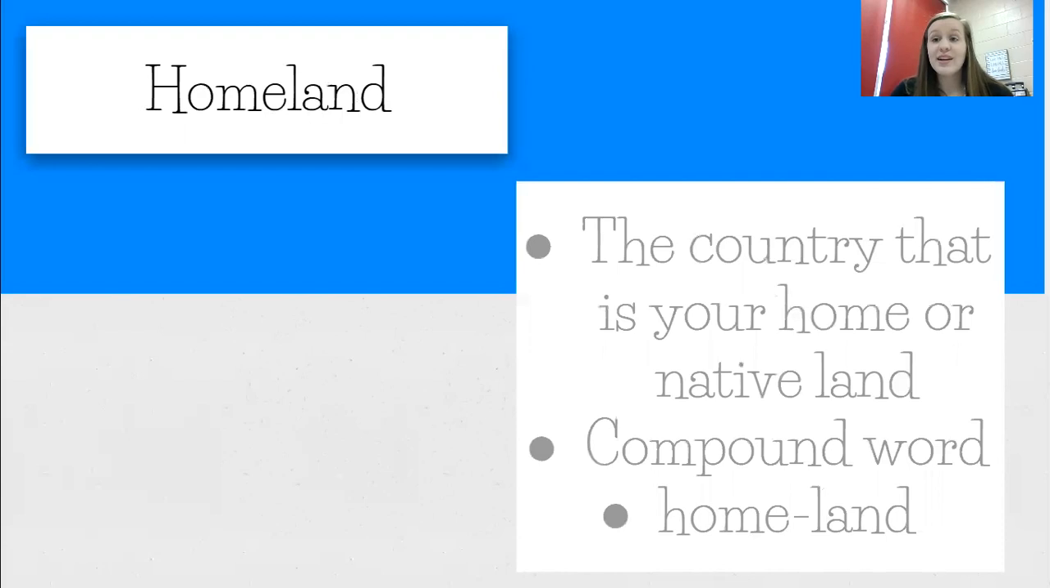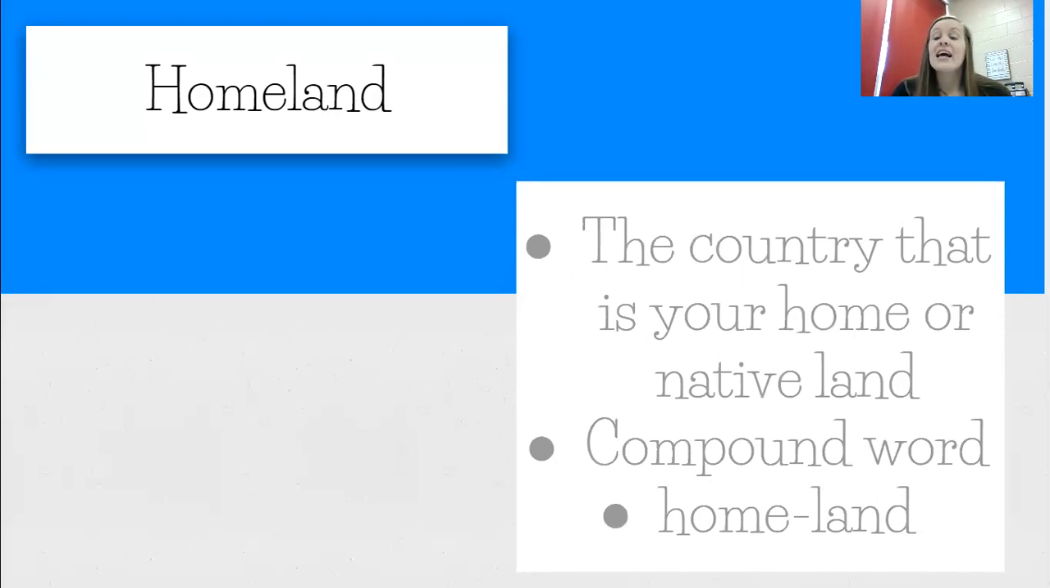Our last word that we're going to go over today is homeland. You can also say it as homeland, whichever you prefer, okay? This is the country that is your home or native land. A good way to remember that definition is it has the word home and land in it, right? So my homeland is the United States of America. It's the country that is my home, and it is the country that I was born in. So what is your homeland?